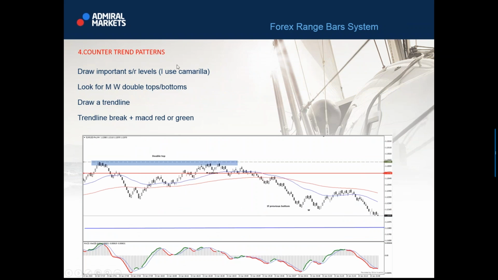Breakout setup. Counter trend pattern. Draw important support resistance levels. I usually use Camarilla. Look for M or W double tops and bottoms. Draw a trend line and you go with the trend line break.